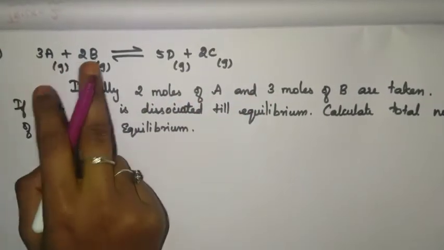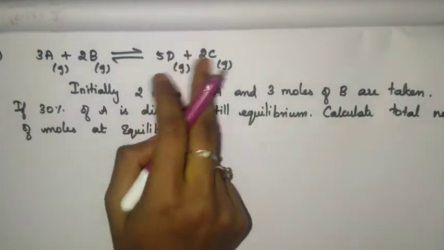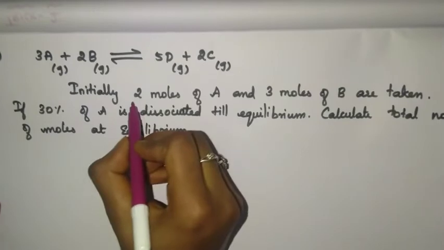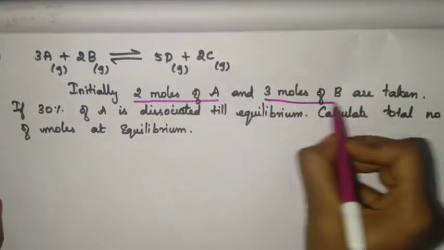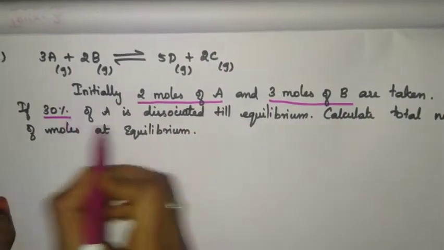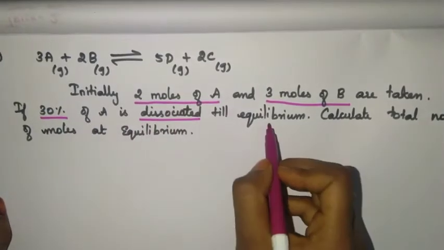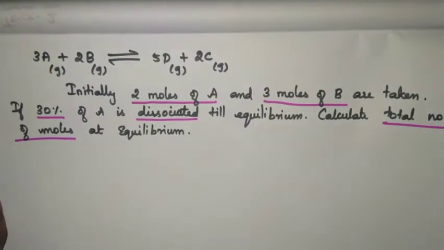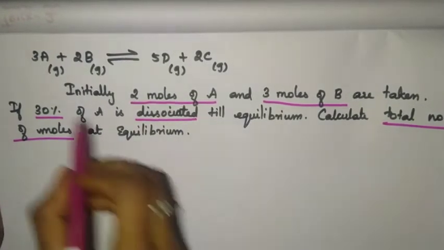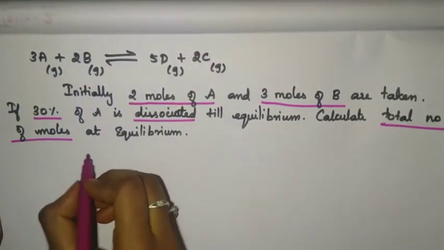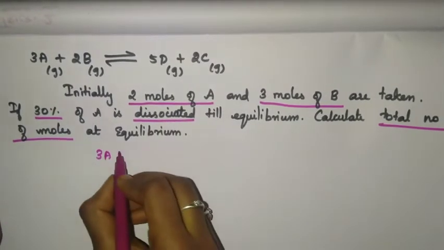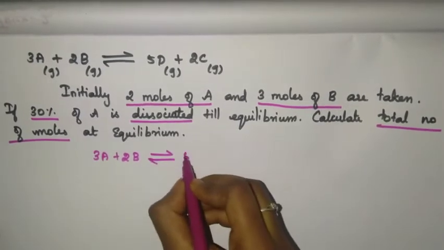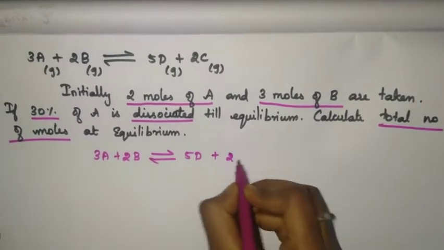The question is: A and B are going to dissociate into C and D. All are in gaseous state. Initially they are taking 2 moles of A and 3 moles of B. 30% is the degree dissociated of A at equilibrium. So calculate the total number of moles. You are asked to calculate the total number of moles at equilibrium. So for every question you have to write the equation first. 3A plus 2B is dissociated into 5D plus 2C.